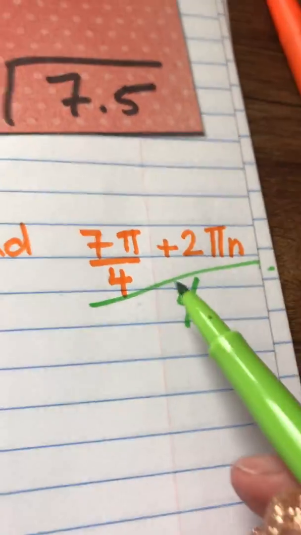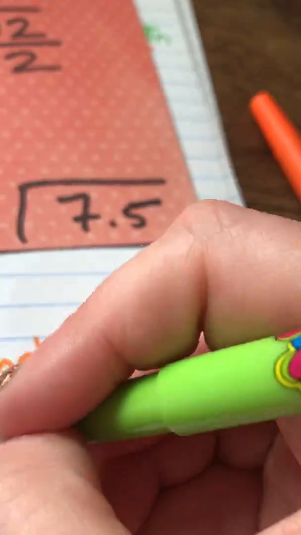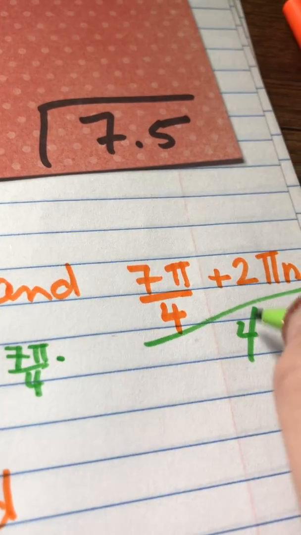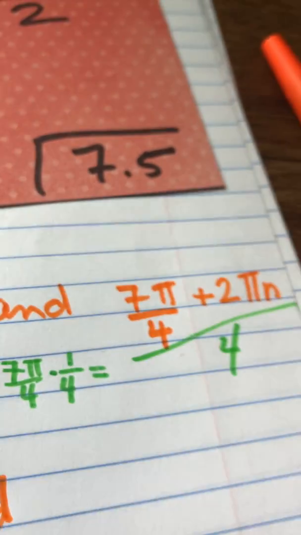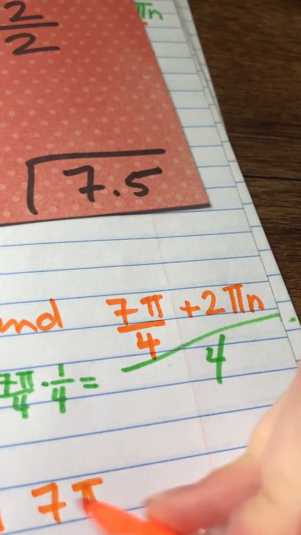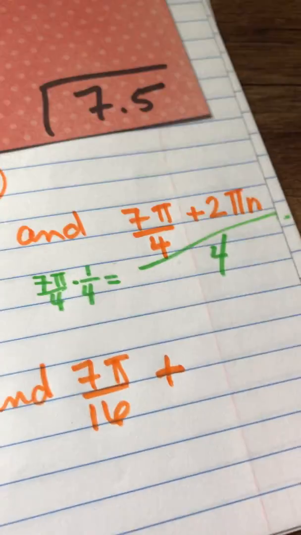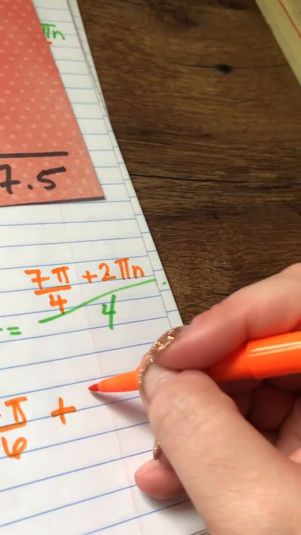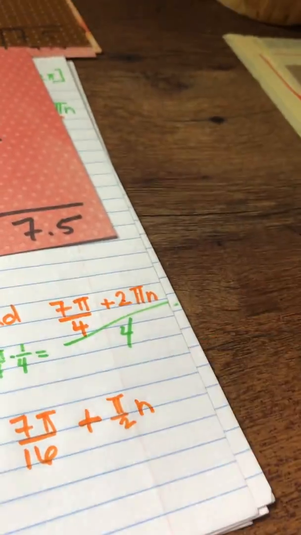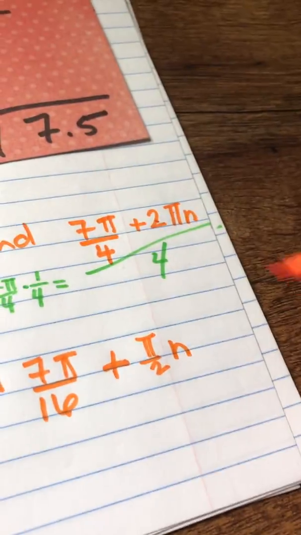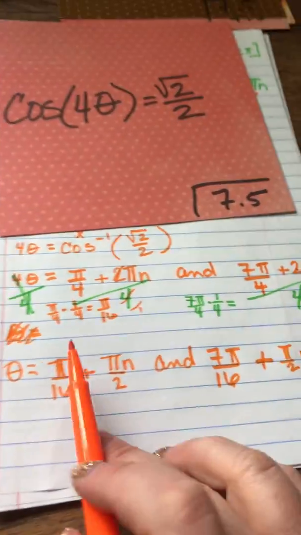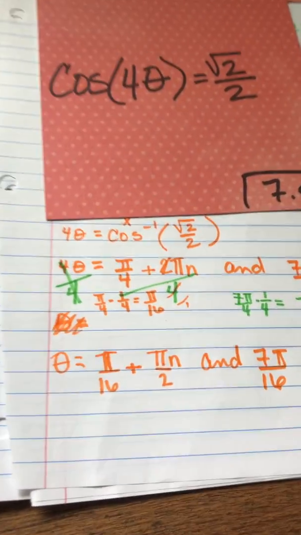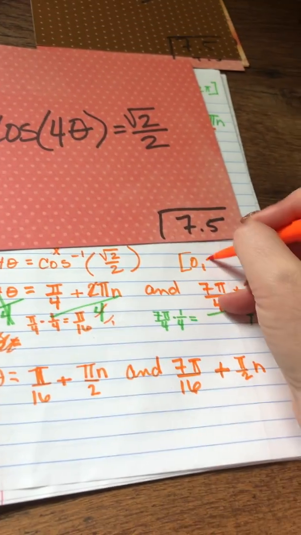I have to divide it by 4. So I do keep, change, flip. Keep 7 pi over 4, change the division bar, flip this 4 to 1 over 4. And you get 7 pi over 16 plus, this 2 on the 2 pi n and the 4 reduce to just pi over 2 n. Okay, so we have to figure out all the answers that satisfy this between 0 and 2 pi. This problem was still between 0 and 2 pi.